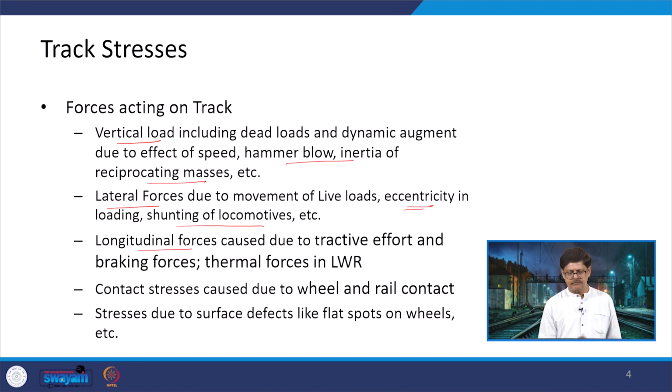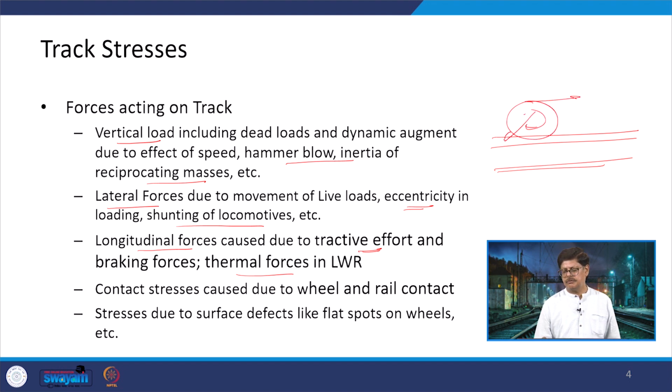Then longitudinal forces which can be there are caused due to the tractive effort and the braking forces, or in the case of long welded rails, they are also caused due to the thermal forces. So, these thermal forces we will be discussing when we take up the long welded rails, but this tractive effort we have already talked about. Here we are talking about the force created in the longitudinal direction because of that tractive effort, because on the rail when this wheel is moving, it is putting the effort in this form, and then only it will get a push so that it moves forward. So, it has a component in this direction or a component in the other direction.